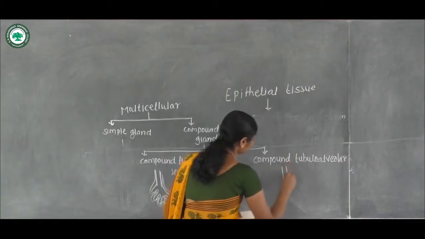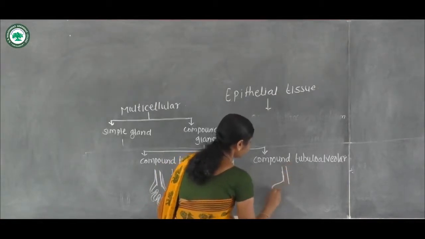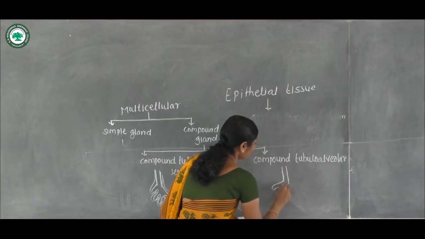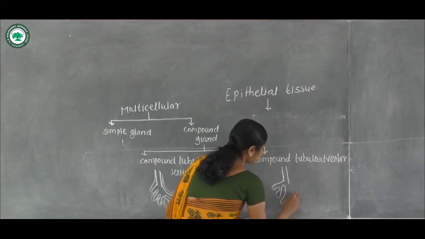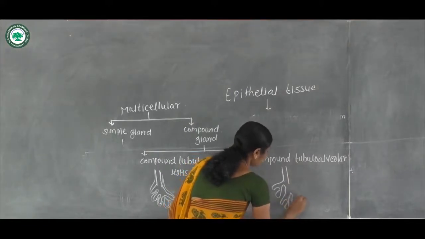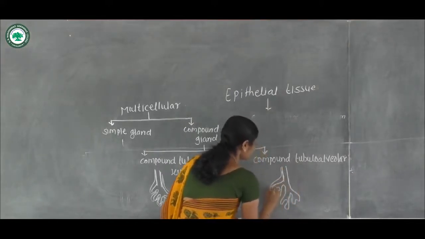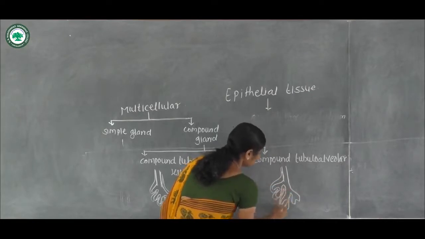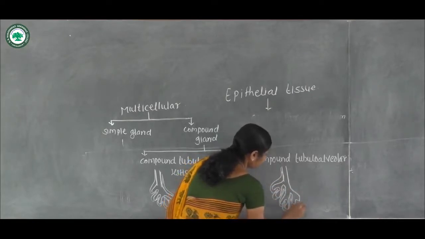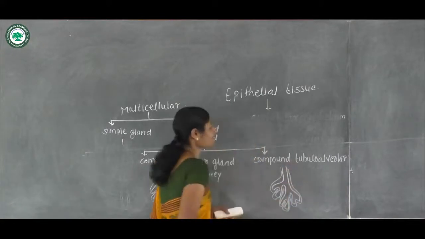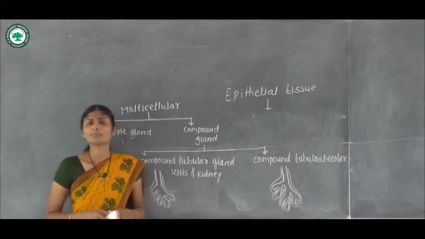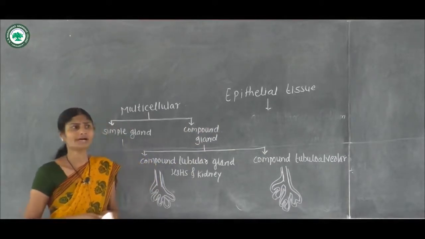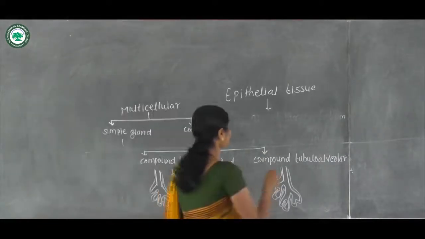These show secretory ducts and many small bulb-like or sac-like structures, and this sac-like structure opens into the common duct. These are present in the mammary glands. Next type is compound tubulo-alveolar gland.